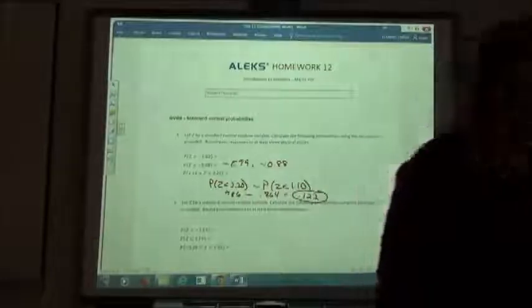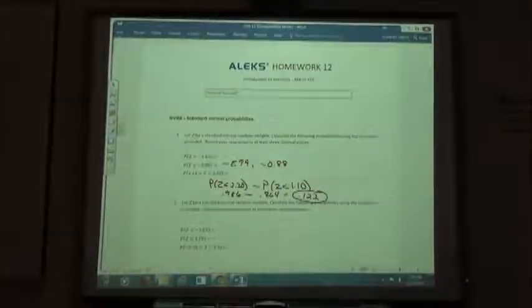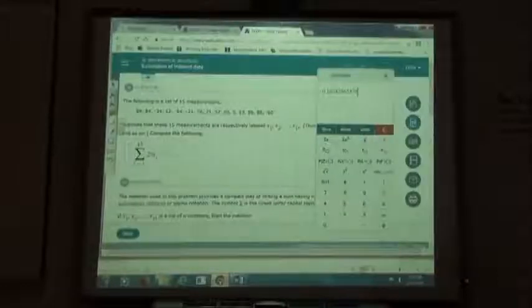If we use the Aleks Calculator, same kind of process. I'm going to clear that out. I'm going to find the P of Z is less than the bigger number, which was the 2.20. Then I'm going to click outside that parenthesis because I'm going to subtract the P of the other one, P of Z of 1.10. Those were my two numbers.